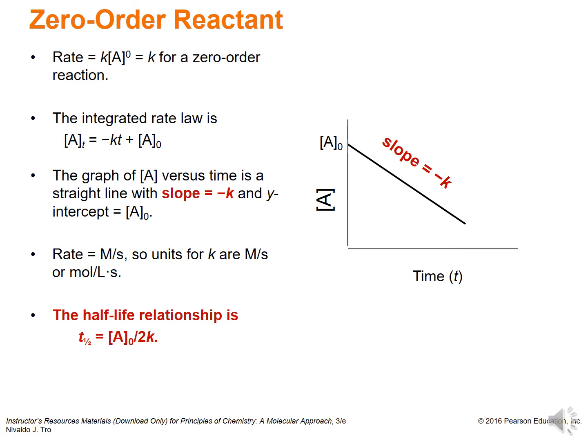So here the rate would equal k times [A]^0, or just rate equals k, for a zero order reaction with only one reactant. The integrated rate law for a zero order reaction is [A]t equals minus kt plus [A]0. So what that means is the concentration of A at a given time, whatever time we select, equals minus kt plus the concentration of A initially, at the very beginning.